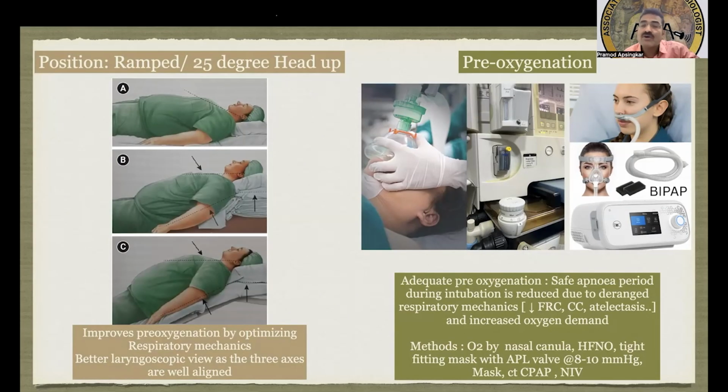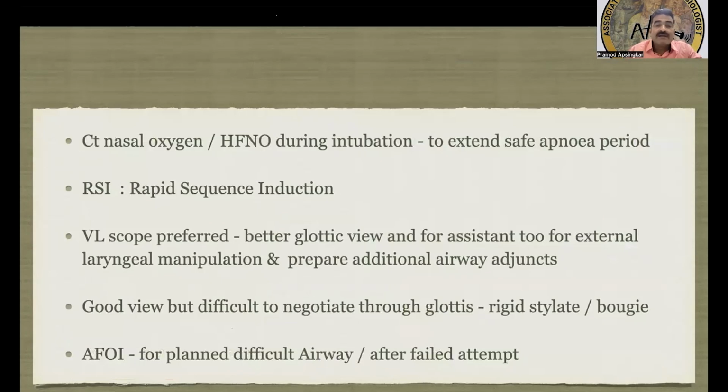And regarding pre-oxygenation, as I just told you, if the patient is on BiPAP, continue. If you have nasal prongs, high flow nasal cannula is preferred, and on top of that put the oxygen mask and keep the APL valve at 10 to 12, so that the patient is oxygenated with PEEP and atelectasis during induction is prevented. And continue this nasal oxygen and high flow nasal oxygen during intubation, so that it increases the safe apnea period.